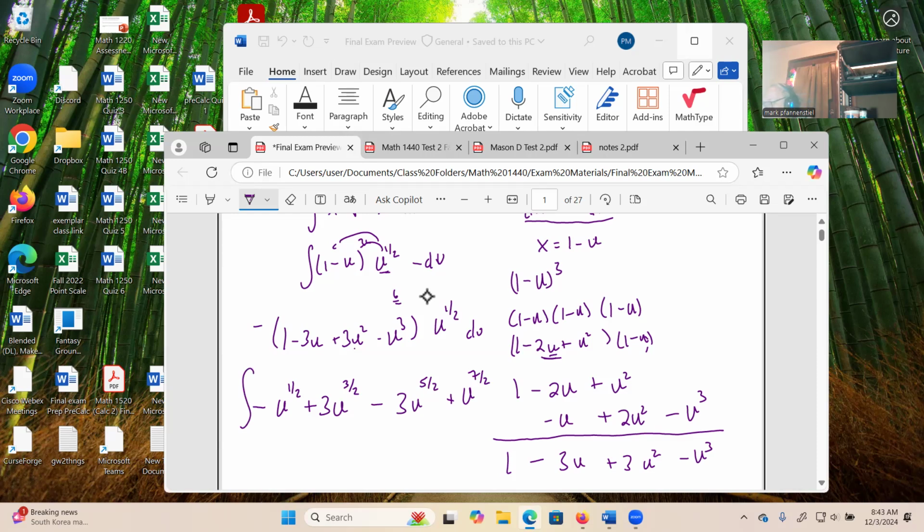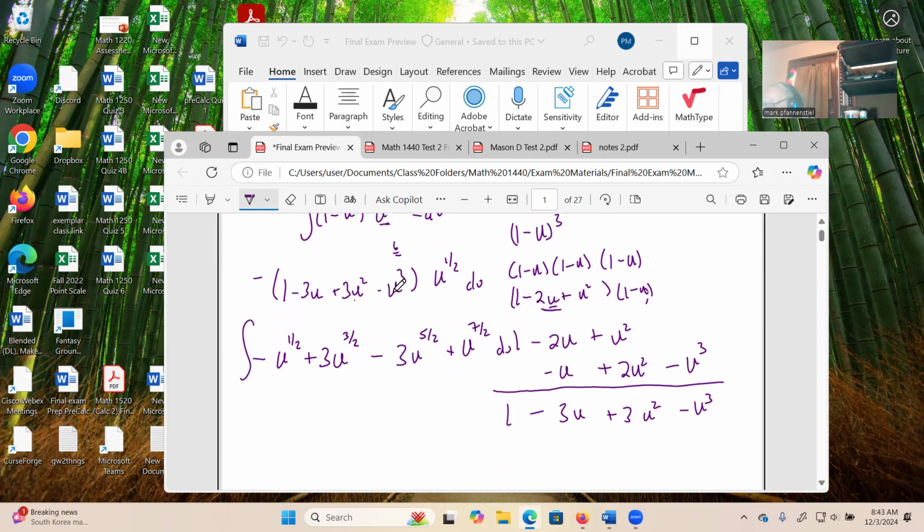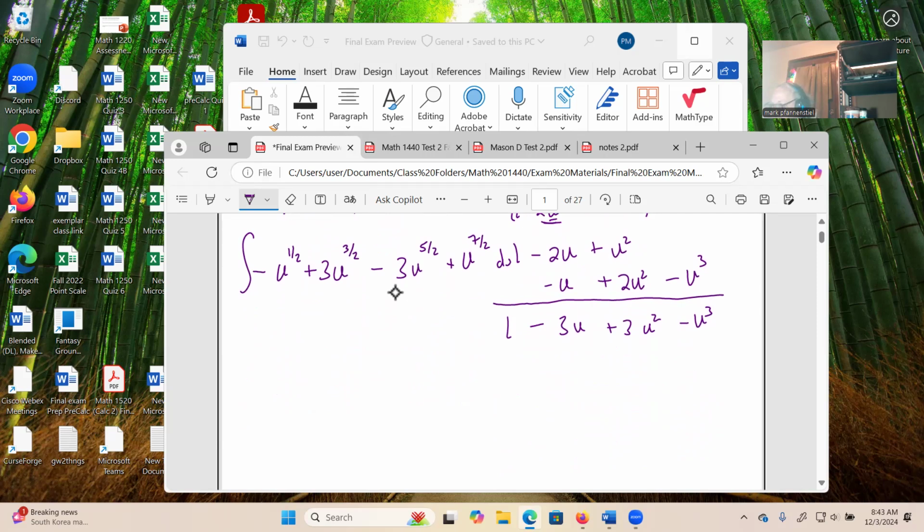Now, when I want to integrate this thing, it's all with du's. We could go ahead and just integrate this right across the board. So this is going to be a negative u to the 3/2 times our 2/3, plus 3 times u to the 5/2 times 2/5, minus 3u to the 7/2 times 2/7, and then finally plus u to the 9/2 times 2/9 plus c. Don't forget that part. And I think I got all of my negative signs sorted out.